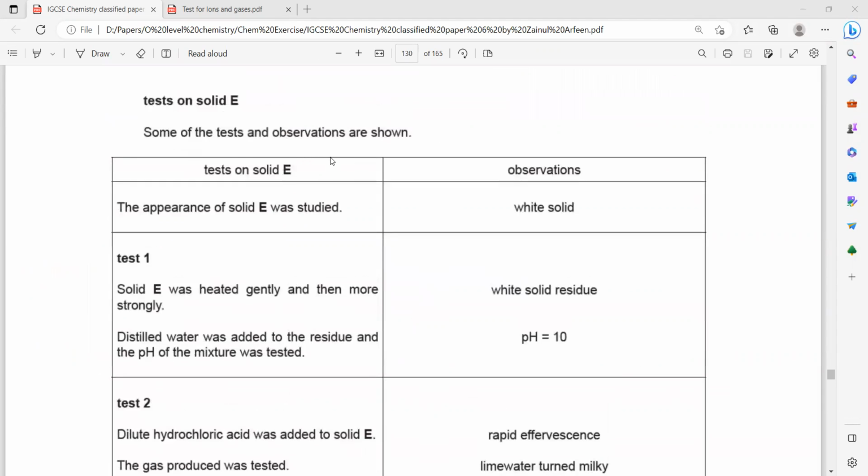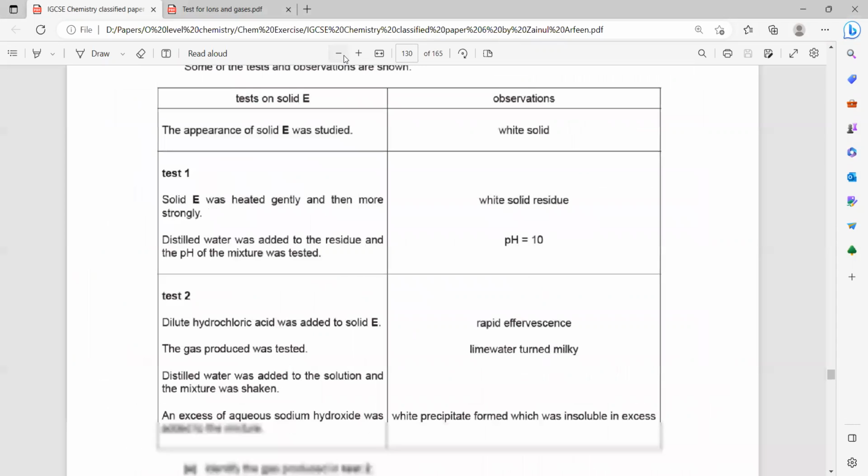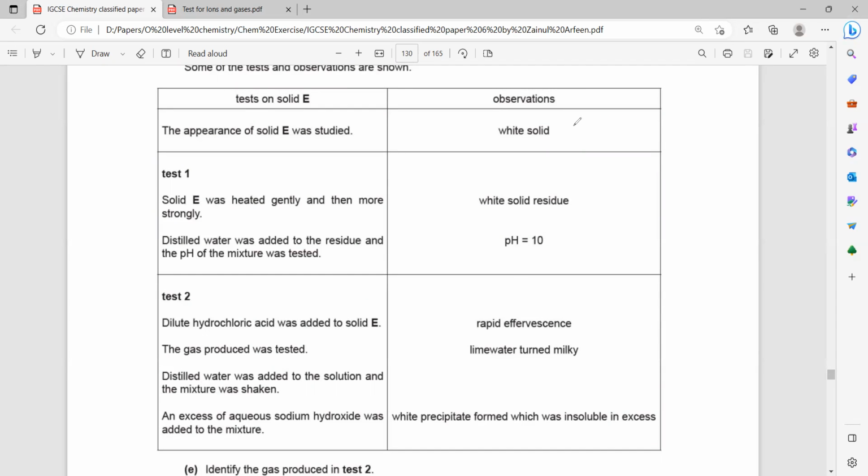Test on solid E. Solid E was tested. First, the white appearance of the solid. What does this give an indication of? There is no transition metal present. Solid E was heated gently, then strongly. A white solid residue is there, a solid left behind after decomposition.